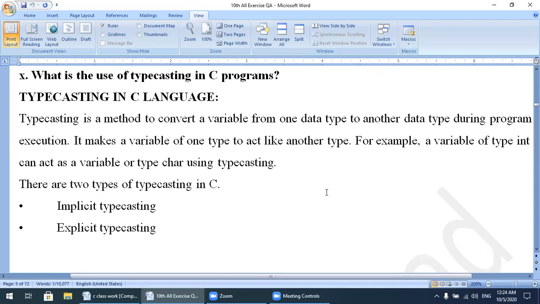Whenever we combine two integers, let's say 2 plus 2, the result is 4. 2 is an integer, and with the combination of integers, they produce the result 4, and 4 is also an integer. So the combination of integer and integer gives an integer result. Next, the combination of integer and float gives a float result. And the combination of float and float is also a float.